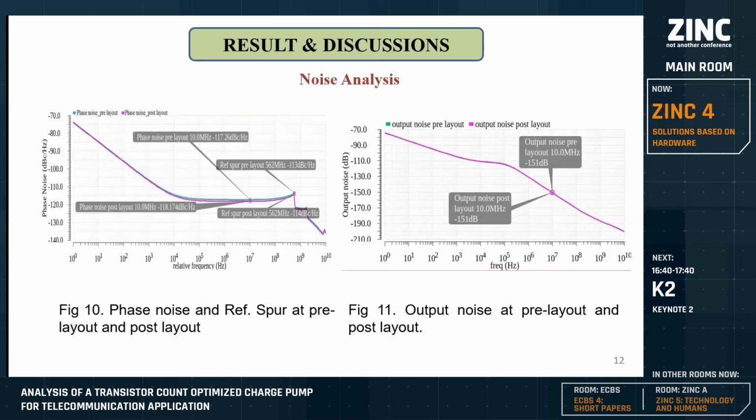Now we have done the noise analysis. For our device, the phase noise is only 117.26 dB for our proposed architecture. The reference spur is only minus 113 dBc per hertz, where we have taken 10 megahertz as the offset, and the output noise is minus 151 dB, which is pretty good in terms of a PLL design.